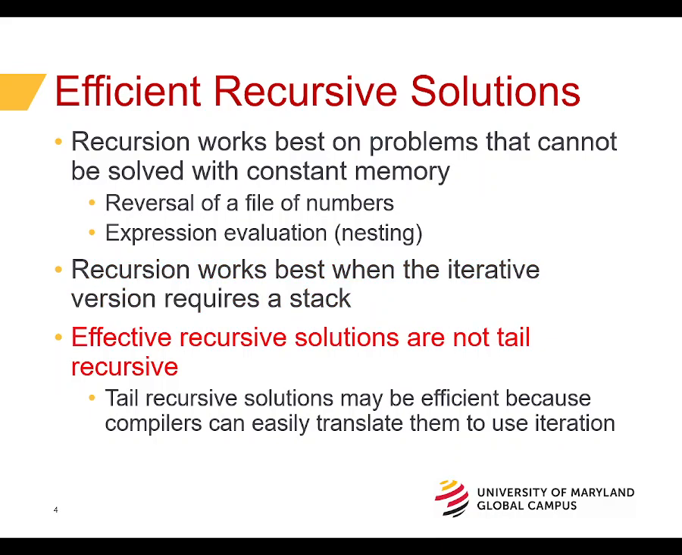The most effective use of recursion involves programs that are not tail recursive. Recursion is most effective when some action occurs both before and after the recursive call. Although it is true that tail recursive solutions may be efficient because compilers can easily translate them into using iteration, the best uses of recursion are ones that are both effective and efficient.